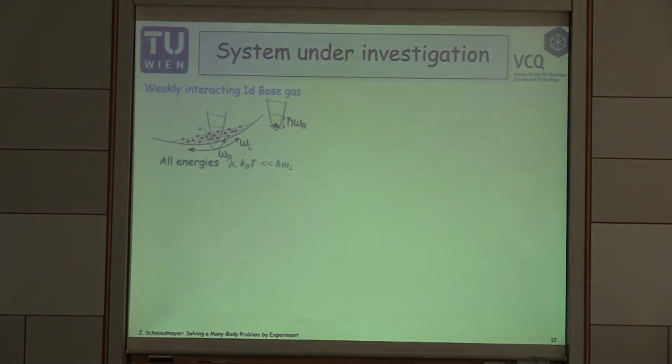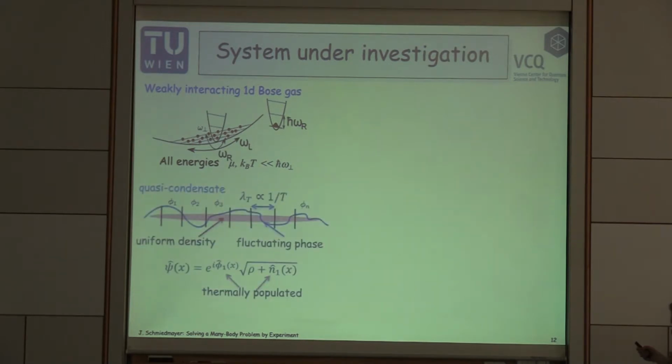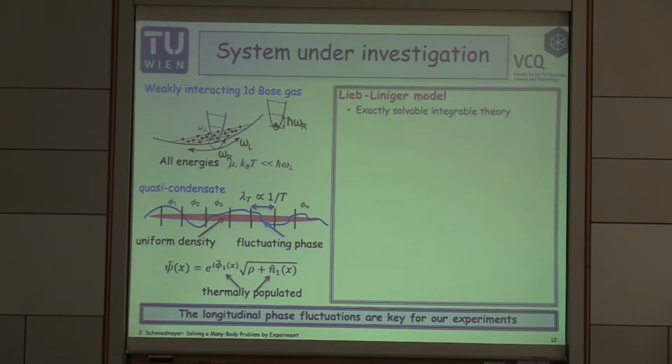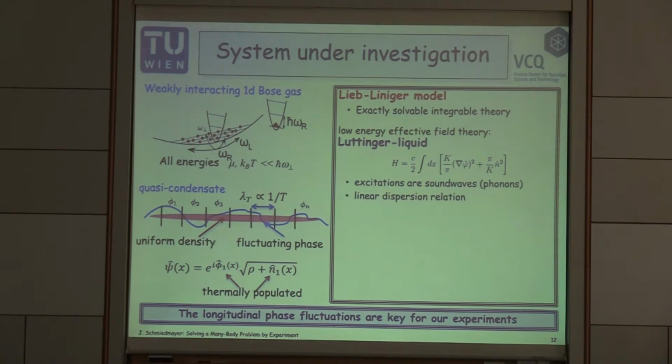So for the weakly interacting Bose gas, we take bosons in a one-dimensional trap, and you have to confine them extremely strongly, so they have no transverse excitations. Then for the simple system, you have the exactly solvable Lieb-Liniger model, or a low-energy effective theory, which is a Luttinger liquid, a quadratic Hamiltonian.